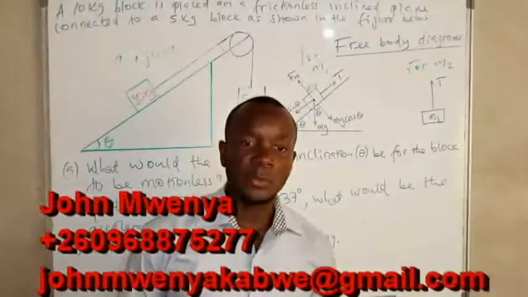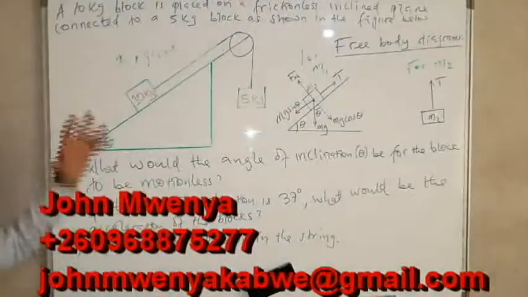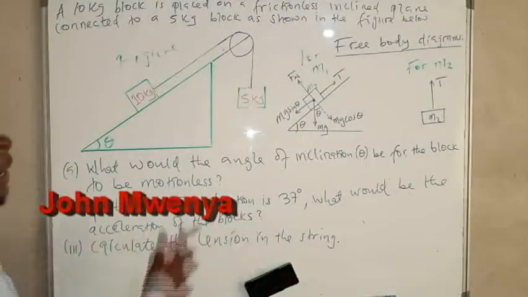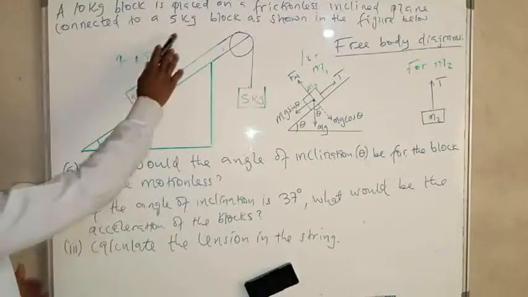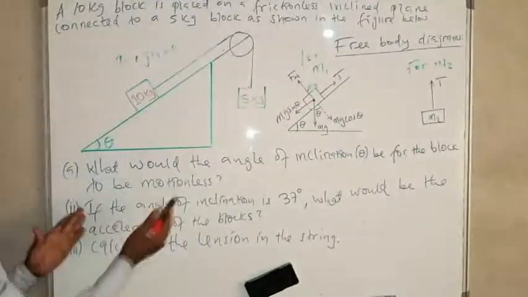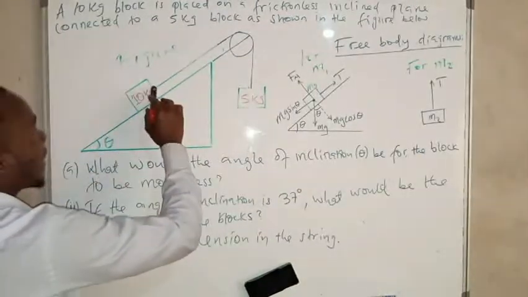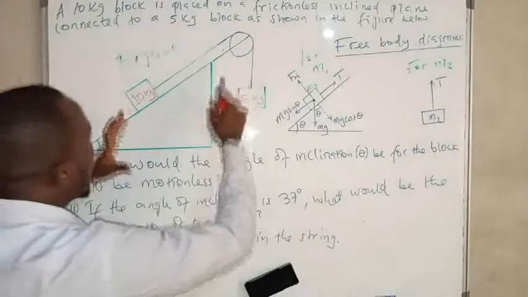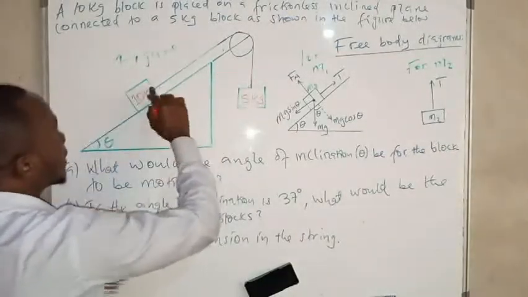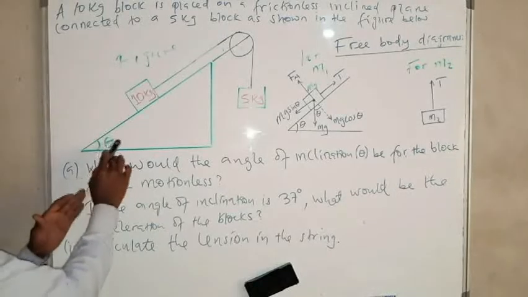Welcome. In this video, we're going to look at one of the problems under Newton's laws of motion. The question says, a 10 kg block is placed on a frictionless inclined plane connected to a 5 kg block as shown in the figure below. So this is the figure where we have this mass and this mass being connected by a string, with the frictionless incline at this angle theta.